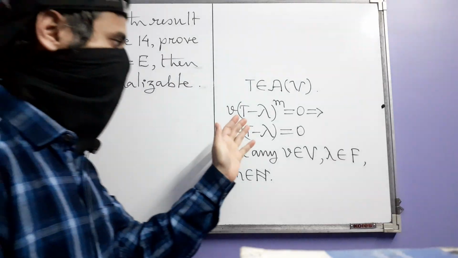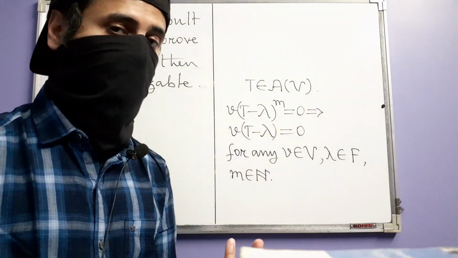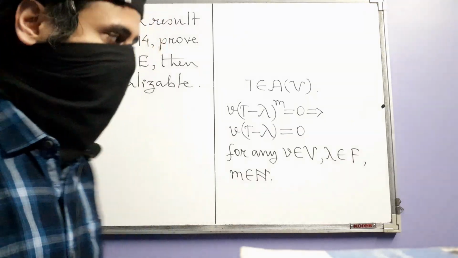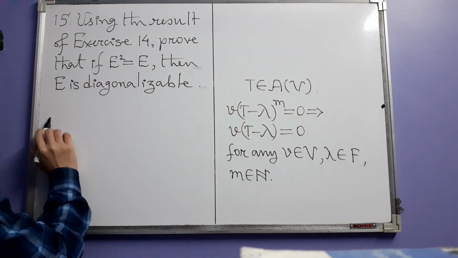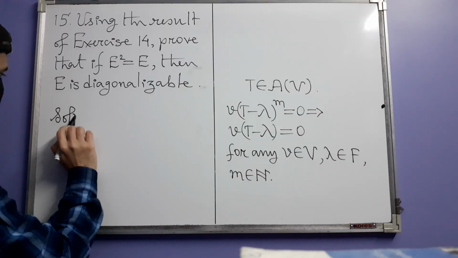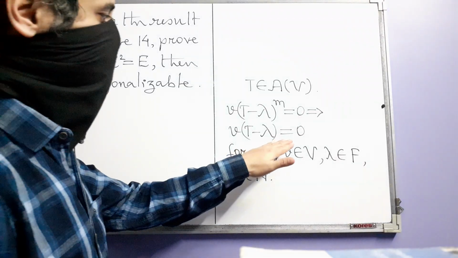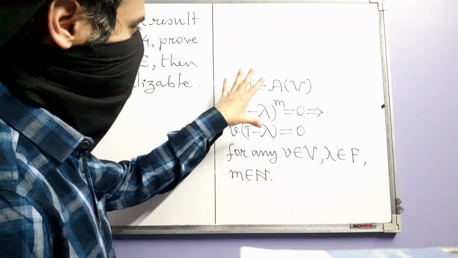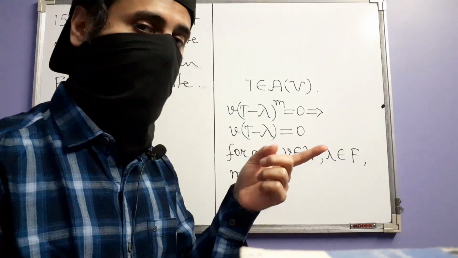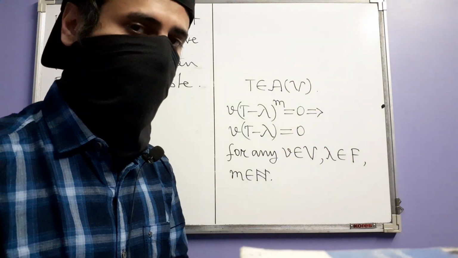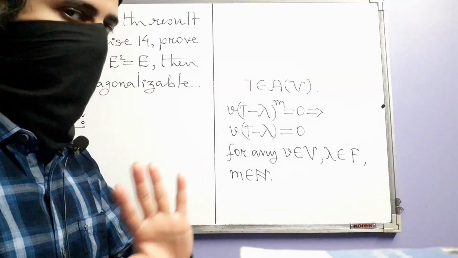That means we now have to verify that this implication is true for E. Okay, so that's how let us start the solution. We should, however, not forget the fact that this is only for operators T that have all their characteristic roots in F. Is that true for E? We are coming to that later, okay.